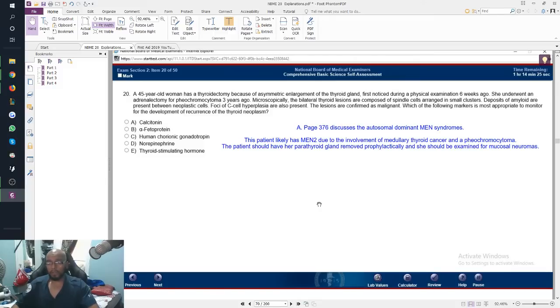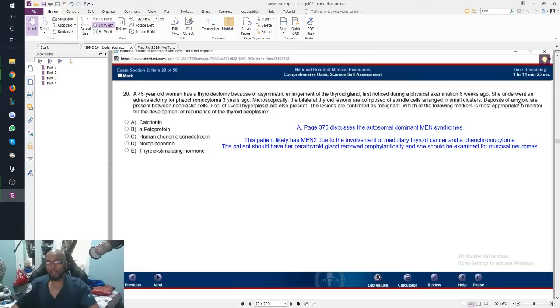First noticed during the physical exam 6 weeks ago. She underwent an adrenalectomy for pheochromocytoma 3 years ago. So now that they've mentioned 2 of these already, you already know this is a question about MEN syndrome. Microscopically, the bilateral thyroid lesions are composed of spindle cells arranged in small clusters.